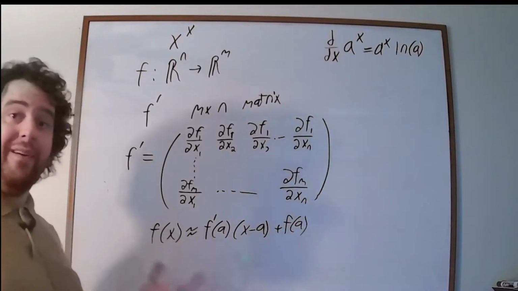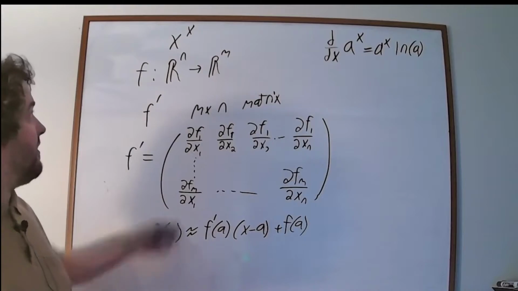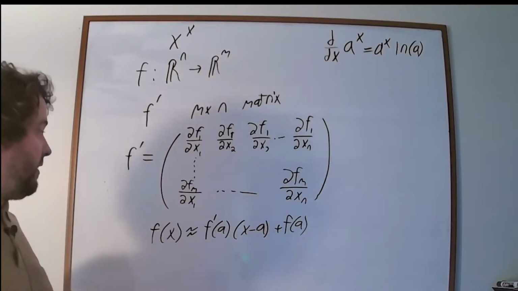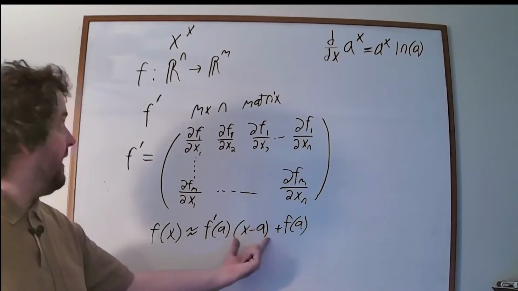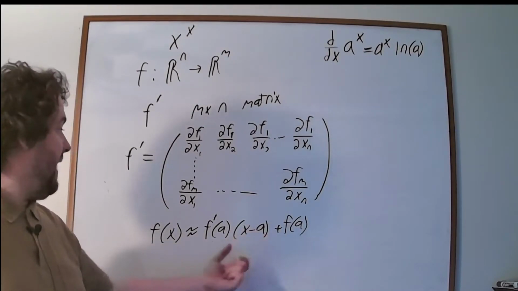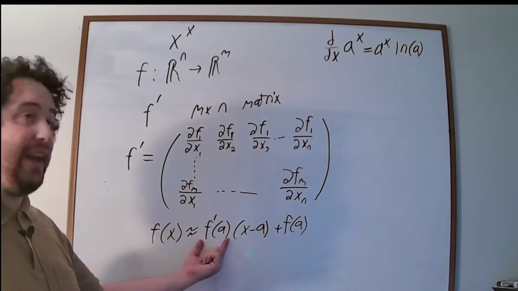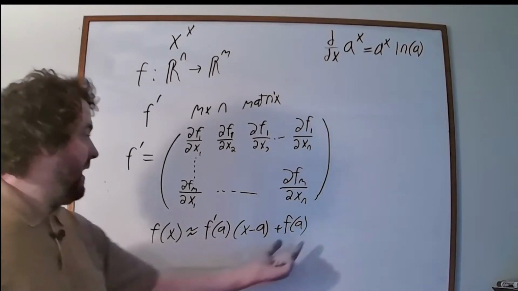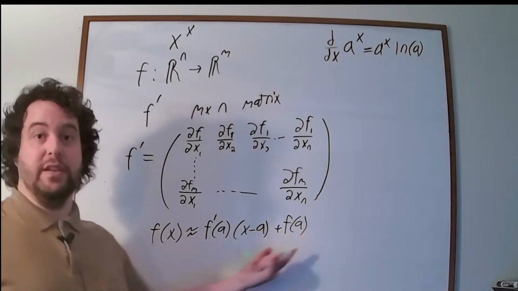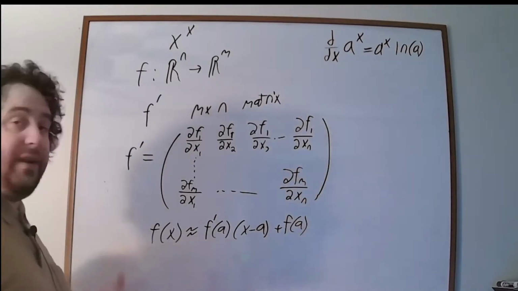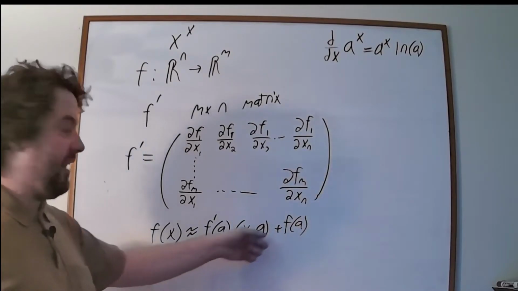And in the multivariable case, x is going to be an n-dimensional vector, f of x is going to be an m-dimensional vector, and so x minus a, this here, is an n-dimensional vector, and then we multiply that by an m by n matrix, and we get an m-dimensional vector, and we add that to this, which is also an m-dimensional vector, to get an m-dimensional vector, which is going to be an approximation for f of x, provided that x is close to a.